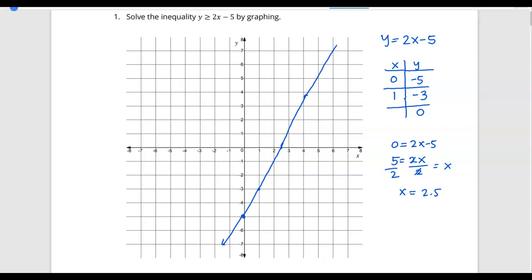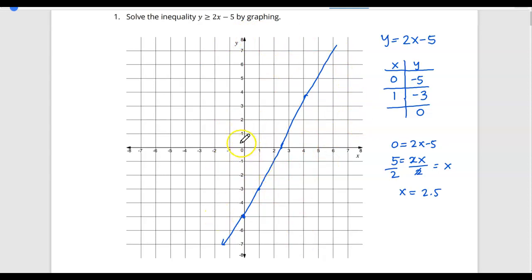Then after that, you can shade the region that would satisfy this inequality here. So we have y greater than or equal to 2x minus 5. We are going to decide whether to shade the upper region or the lower region. So how do you do that? You just get a point on this region here.